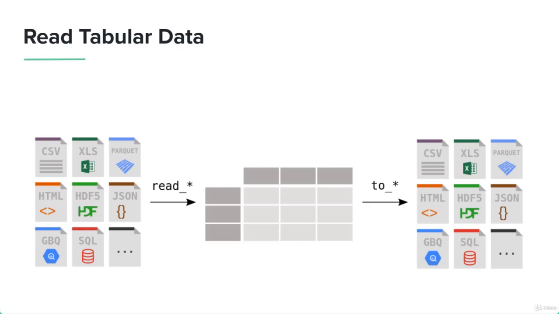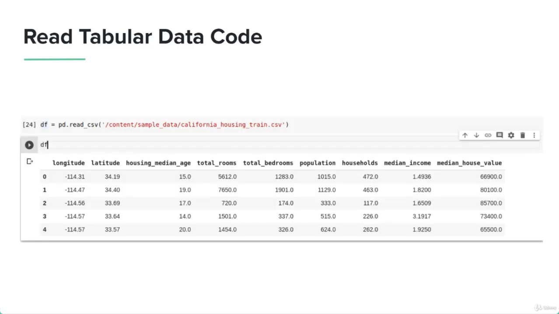After we're done processing this information in the data frame, we have to convert it back into its original format. So there are two types of functions pandas provides us: the read function and the to function. The read function enables us to read the tabular data coming from any format, and the to function enables us to write that tabular data back into the same format or any other tabular format. That is one of the most powerful functionalities pandas provides us. So let's look at the code.